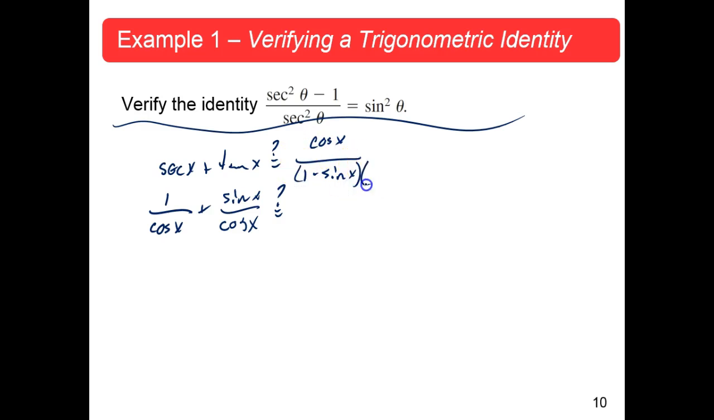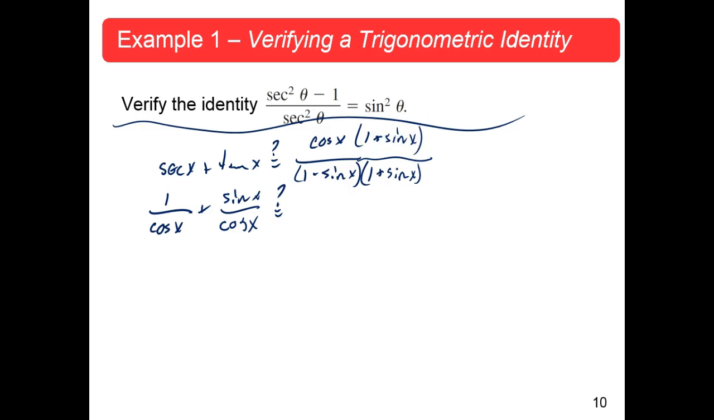Multiply the denominator by its conjugate. What is the conjugate of 1 minus sine x? 1 plus sine x. Okay? But if you multiply the denominator by that, you also got to multiply the numerator by 1 plus sine x.